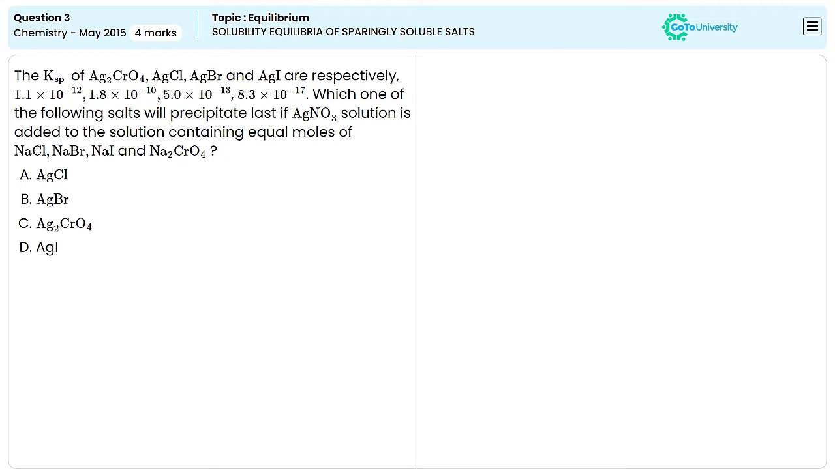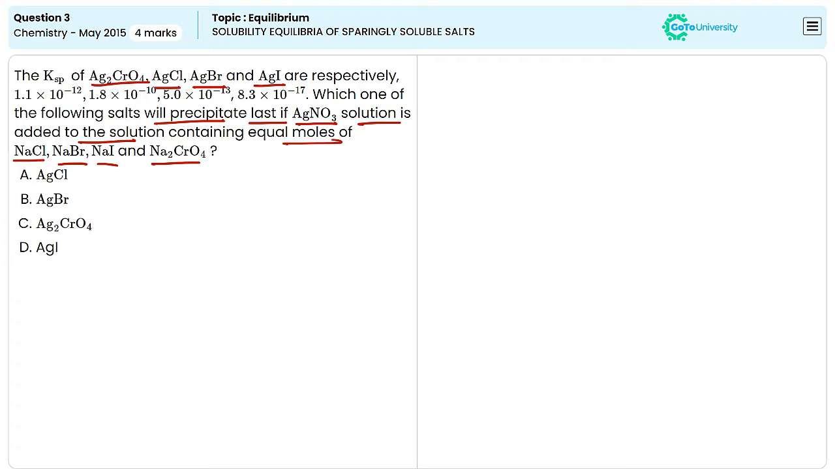The solubility product values of some salts are given in this question, that is silver chromate, silver chloride, silver bromide and silver iodide. We need to find out the salt which will precipitate last when silver nitrate solution is added to the solution containing equal moles of sodium chloride, sodium bromide, sodium iodide and sodium chromate.